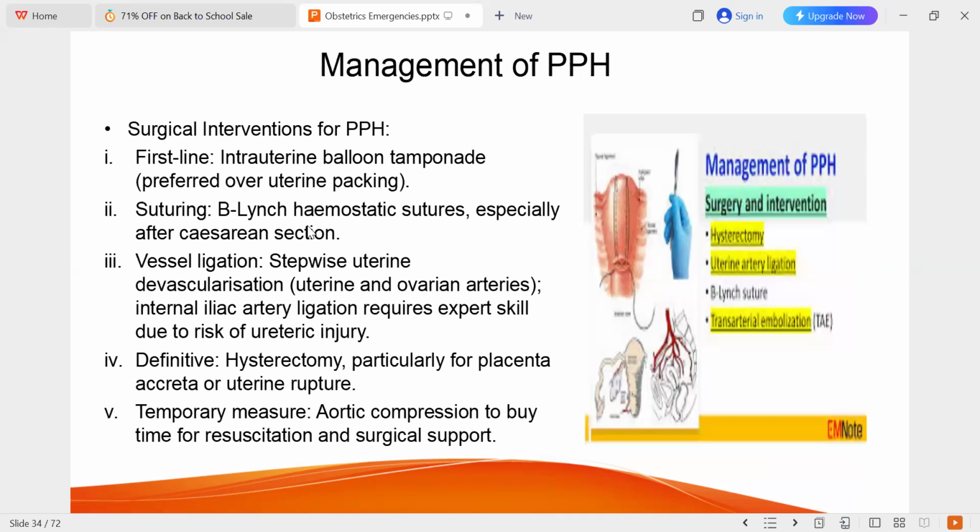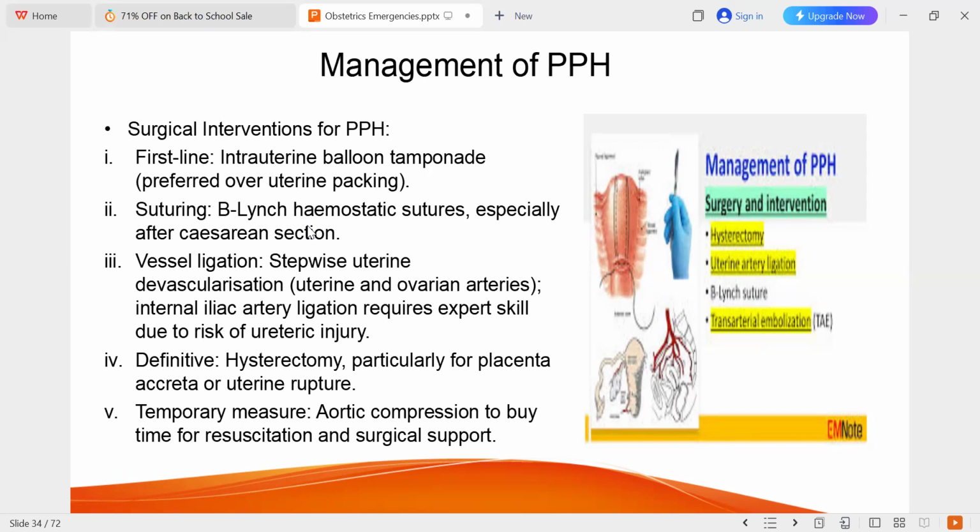All right, surgical intervention. If all of this fails, your mechanical and pharmacological interventions, you want surgical intervention. Okay, so first line is intrauterine balloon tamponade, preferred over uterine packing. I remember those days, even up to now, I still see some patients come to ICU with a lot of uterine packs in PPH. All right. B-Lynch hemostatic sutures, especially after cesarean section.